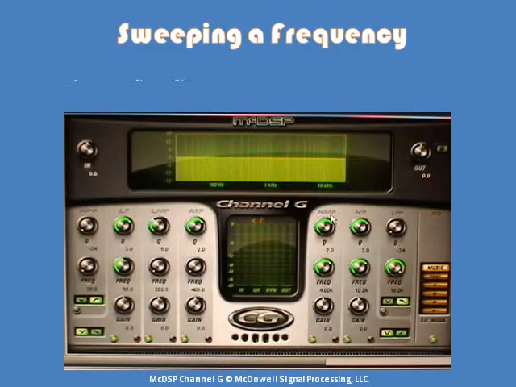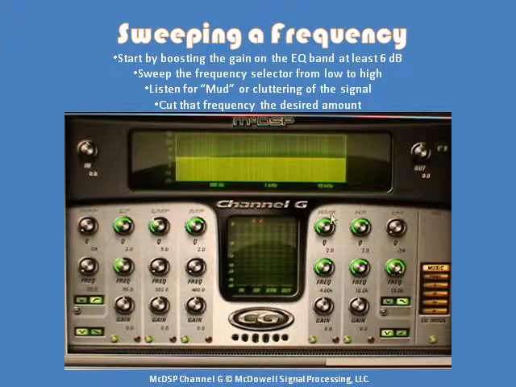Now I'm going to show you how to sweep frequency bands. Now when you're sweeping a frequency, you want to start with boosting the gain of the EQ band at least 6 decibels. Then you want to sweep the frequency selector from low to high, listening for muddy clutter of the signal.